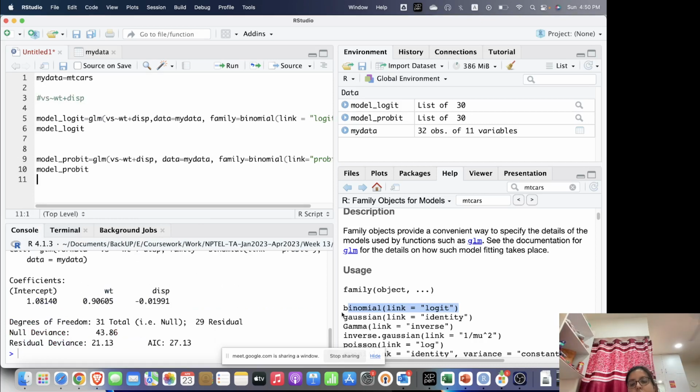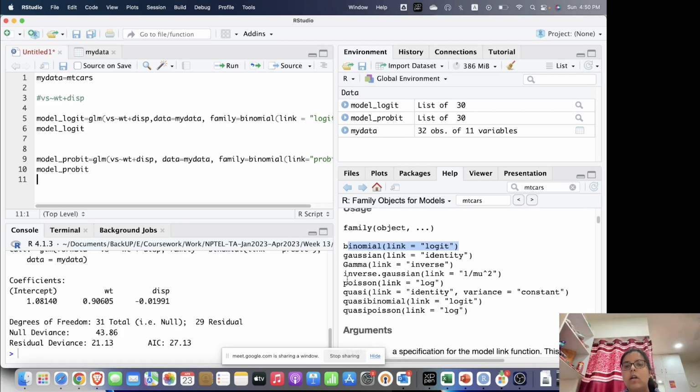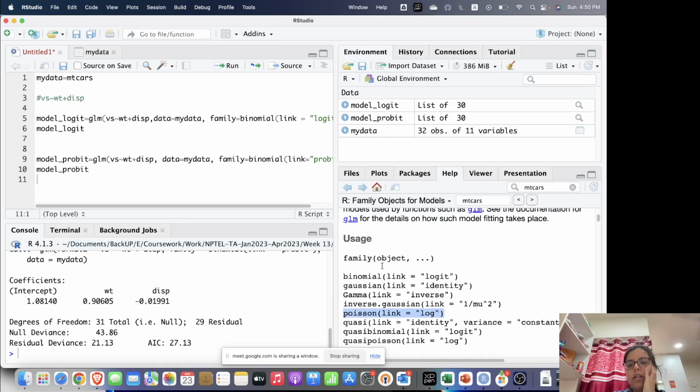Now if you have count data, which was not discussed, and you want to fit a generalized linear model with the Poisson family, we have to use the log link. There are several other things you can use to get the estimated regression equation and the generalized linear models. Not generalized least square, generalized linear models.